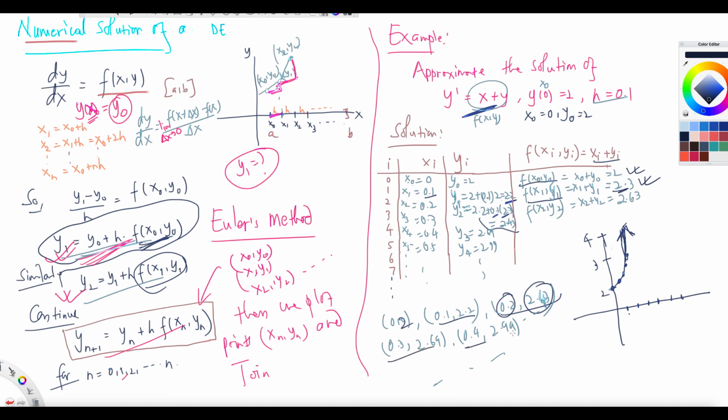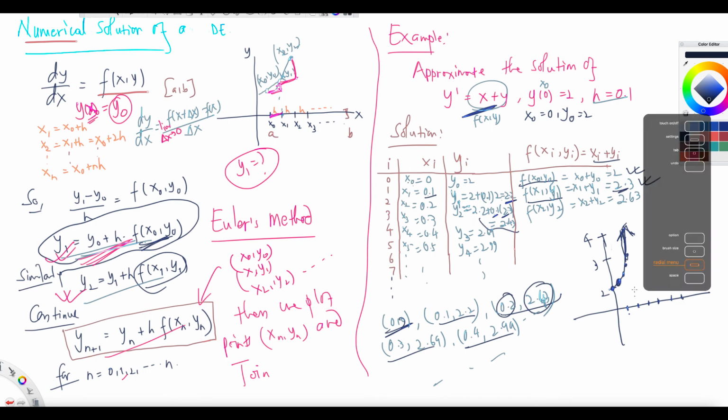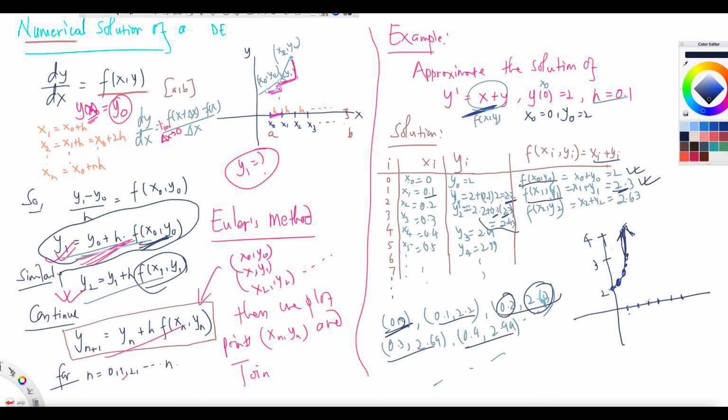Continue that way. Okay, after you find all the ordered pairs xi, yi, you start to plot. At 0, it is 2. At 0.1, it is 2.2. That is another point. At 0.2, it is 2.43. At 0.3, 2.69. At 0.4, 2.99, and so on. And then you join those. After you join them, you will get the graph of the solution. So this is how we find the solution curve using Euler's method.